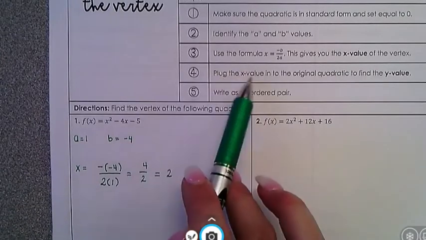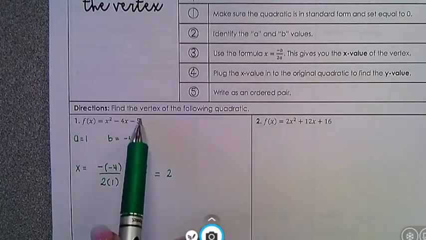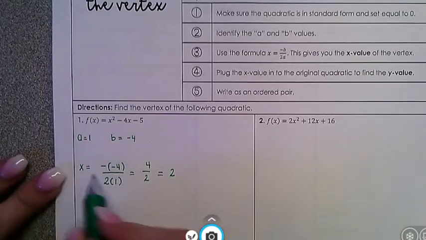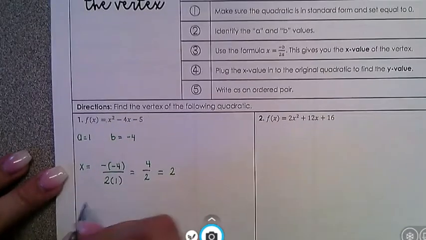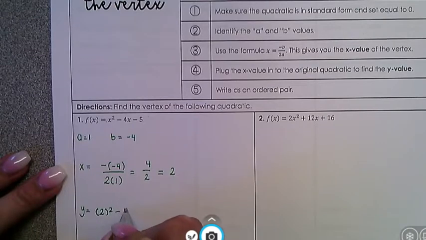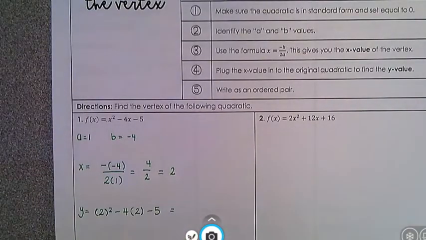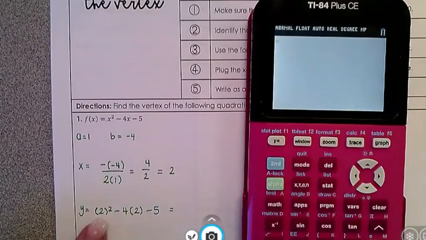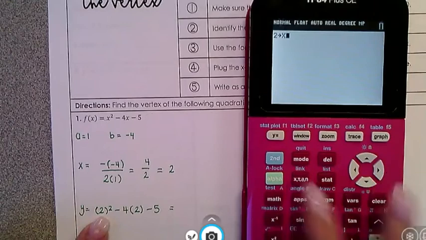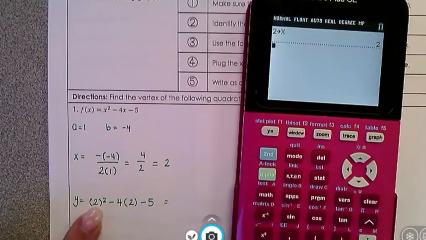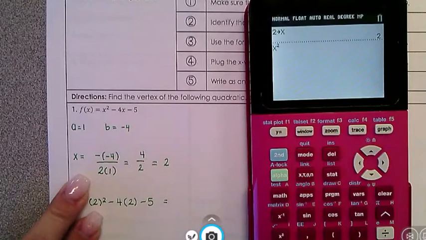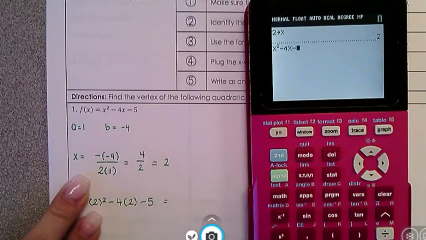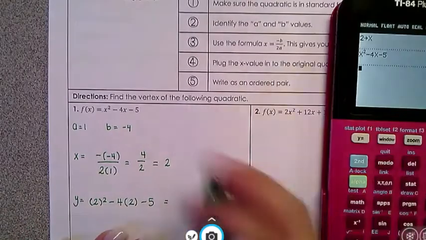Step 4 says to plug the x value into the original quadratic to find the y value. So I know that x is 2. I have to plug it back in. So y is going to be 2 squared minus 4 times 2 minus 5. And if you remember early on in Unit 2, we used the store button. I would recommend doing that. So 2 store x. And then I can just type in x squared minus 4x minus 5. And we get negative 9.